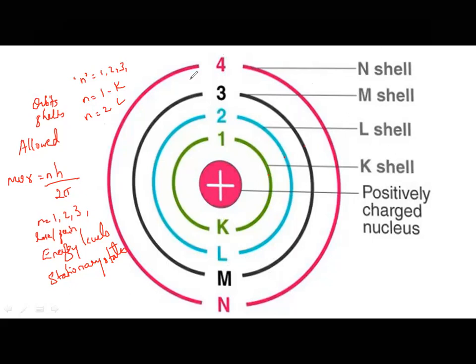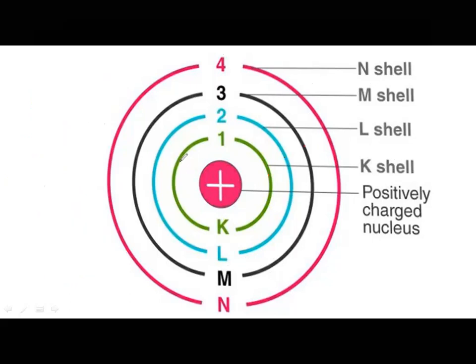Further, he said that when an electron is present in a particular orbit or energy level, that orbit becomes the ground state for that electron. When that electron gains energy, it will absorb energy and jump from a lower energy level to a higher energy level. This is called excitation. The higher energy state is called the excited state, where the electron will be unstable.